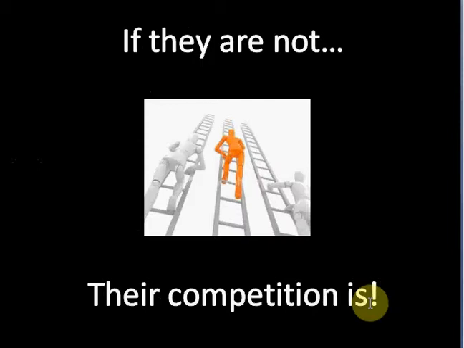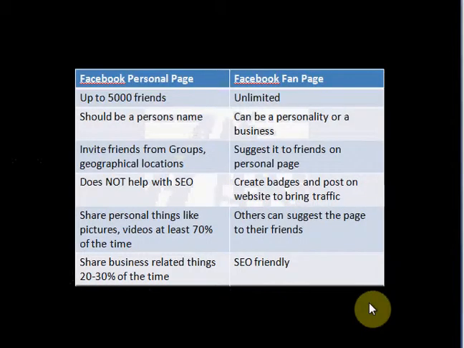So just to give an example of two different types of Facebook pages, we have the Facebook personal page and the fan page. Generally, the fan page is used for business. The main reason why is because it ranks with the search engines, and also because you have an unlimited amount of friends. With a Facebook page, you can have up to 5,000 friends, and with a fan page, it's unlimited. It can either be a personality or a business. A personal page should be a person. It should be your picture with the person's name, not the business.